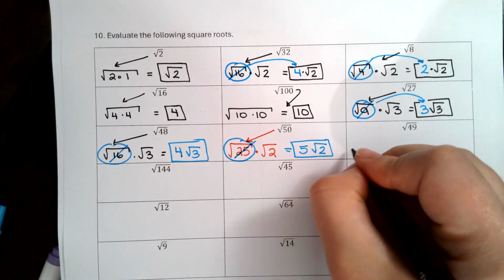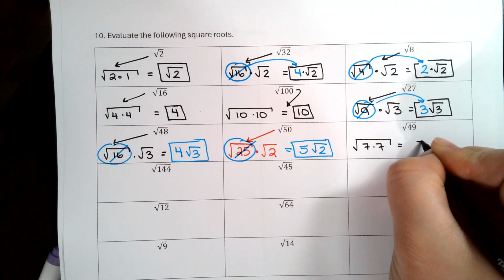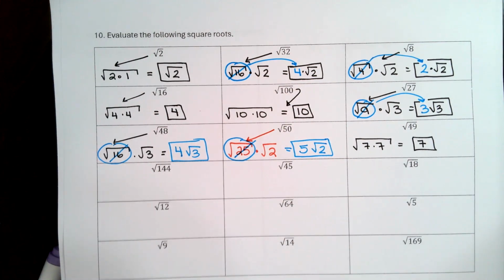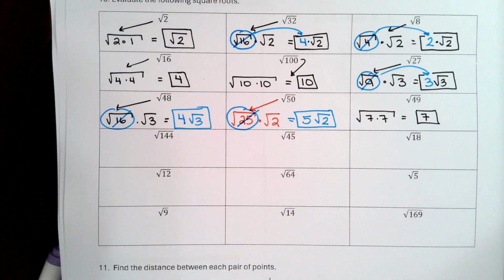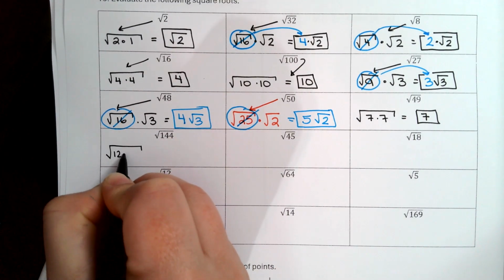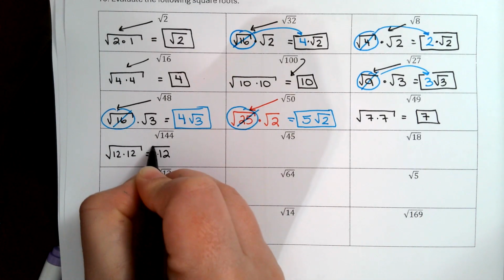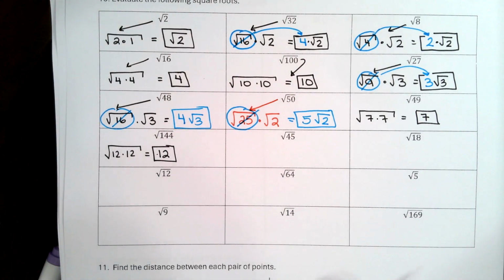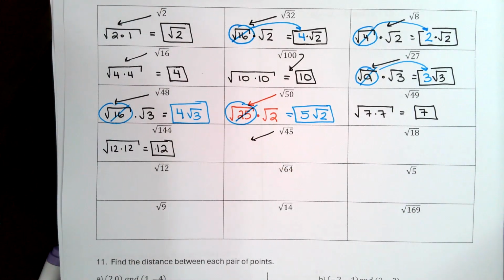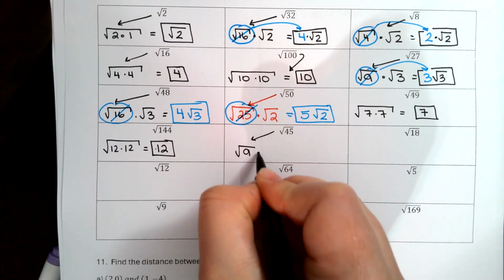49 is 7 times 7. So inside the house, we have still 49. But once we leave the house, it's going to look a little different. And so we're going to have just 7. 144 is again 12. So we're going to have 12 times 12 inside the radical, inside the square root, and just 12, no house, no radical here. 45, again, be careful. 45 is 9 and 5. So we have 9 times 5.